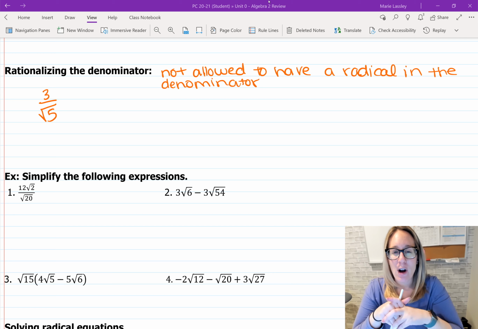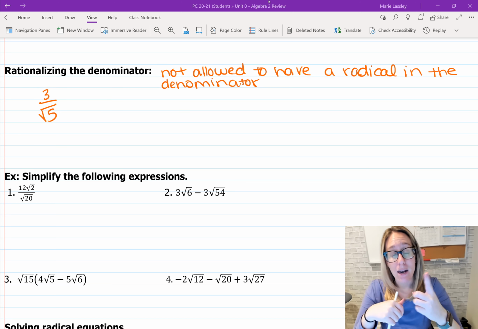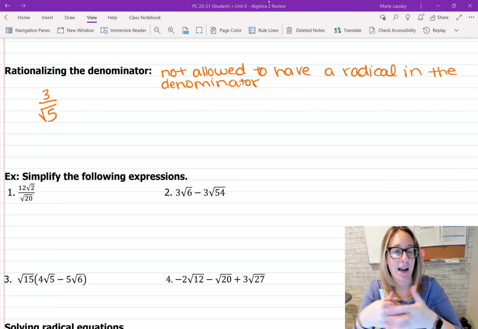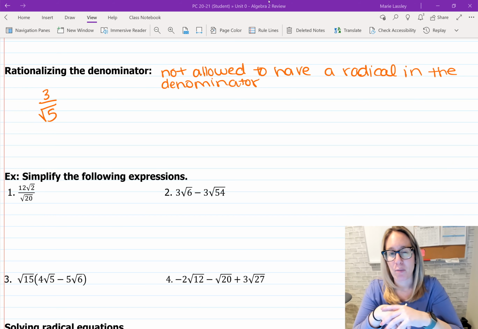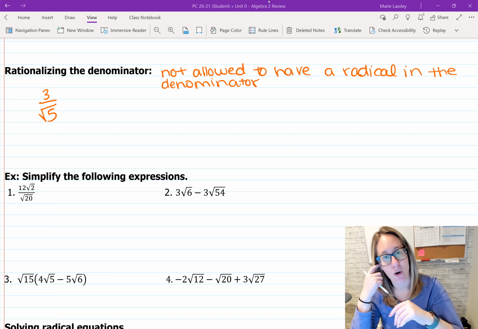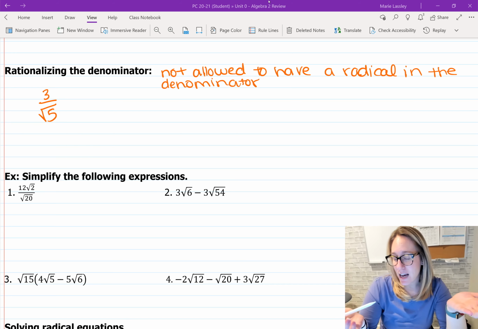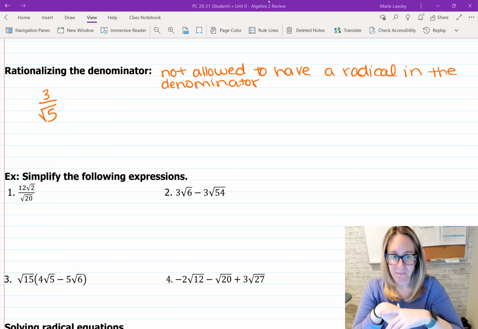The only thing that we are allowed to do, that we're always allowed to do, is we are always going to be allowed to multiply by 1. Because if you multiply something by 1, it doesn't change the number in any way. It's the same number. All right, well, you're probably thinking, well, how do I just multiply by 1? That's not going to make the square root of 5 go away. The answer is it does. You just have to be crafty.